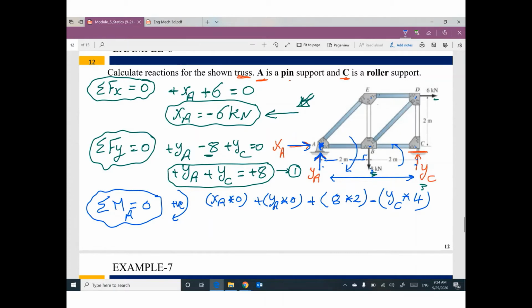Yes, we have 6. This one. This 6 will be positive because this 6 will rotate about point A in the clockwise direction. I believe it will be clockwise. But can anybody tell me this 6 kilonewton times what? 6 kilonewton, and you are sitting at A. What is the distance between 6 kilonewton and the point A? Any answer?